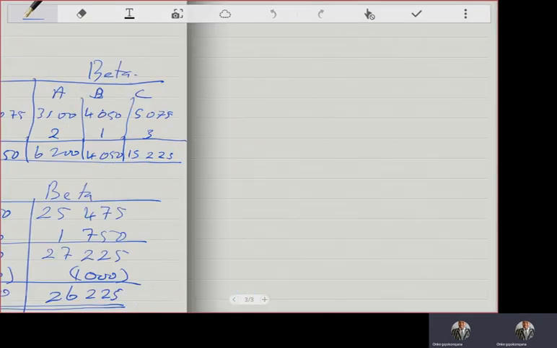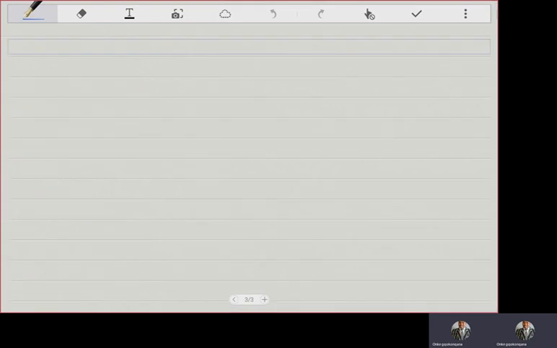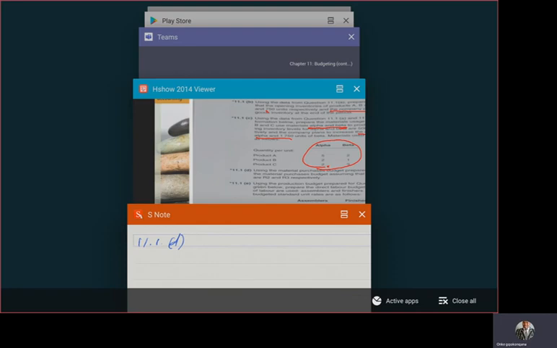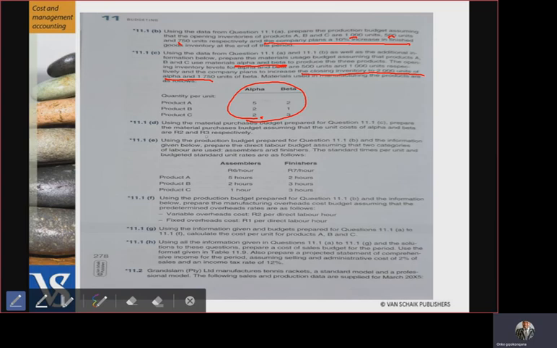So we can also develop the material purchasing budget. If you look at the next budget, that is D, which is your 11.1D. Using the material purchases budget, prepare for question 11.1C. Prepare the material purchases budget, assuming that the unit cost of alpha and beta are R2 and R3 respectively.